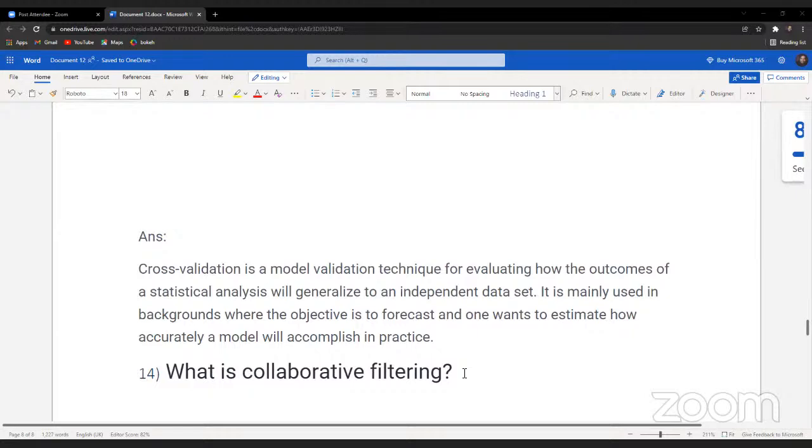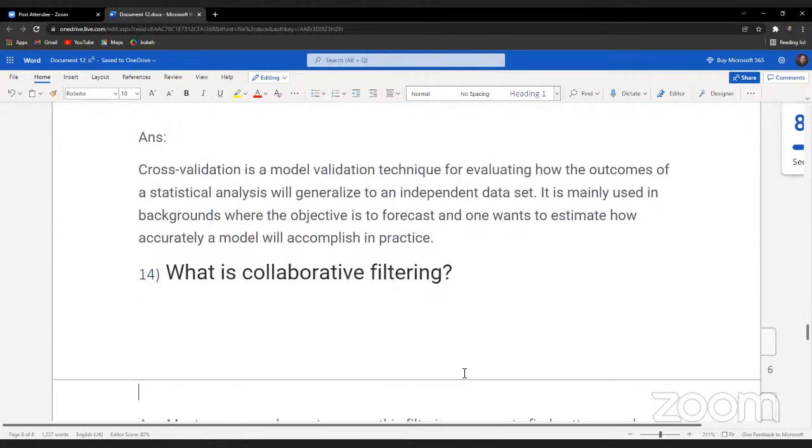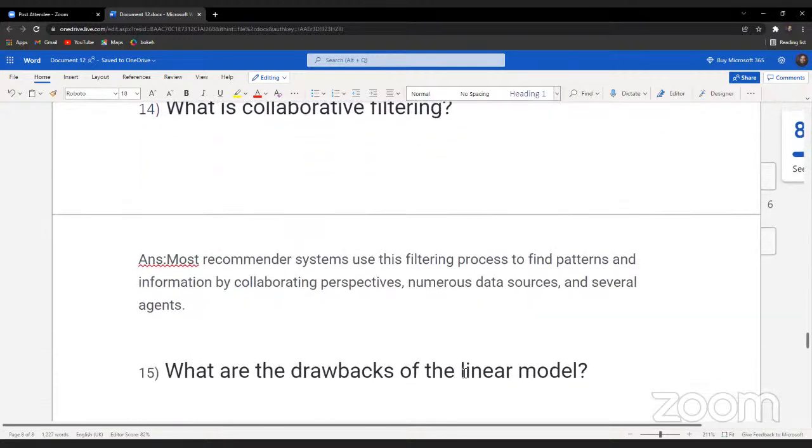Now, as we're looking into this, collaborative filtering is mostly a recommender system process used to filter and find patterns and information by collaborating perspectives, numerous data sources, and several agents. This is the basic procedure of how collaborative filtering works.